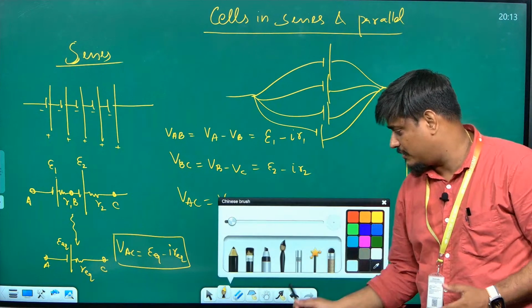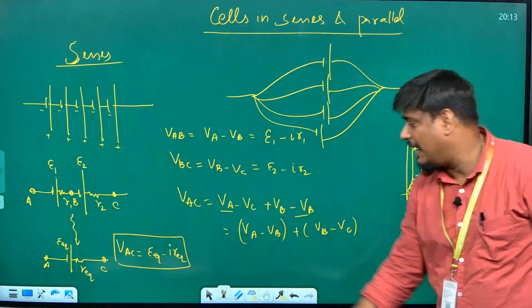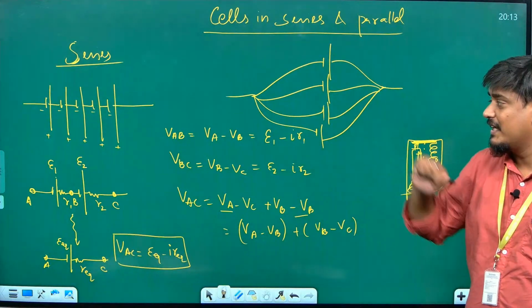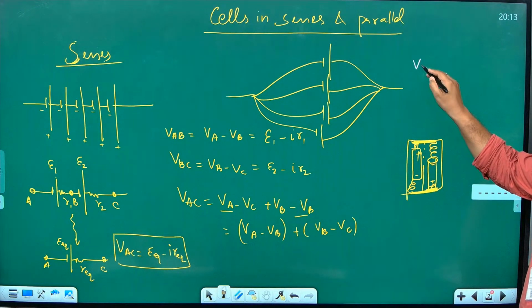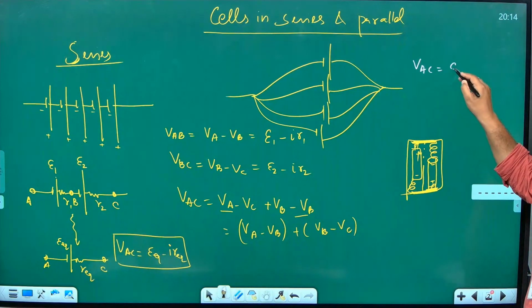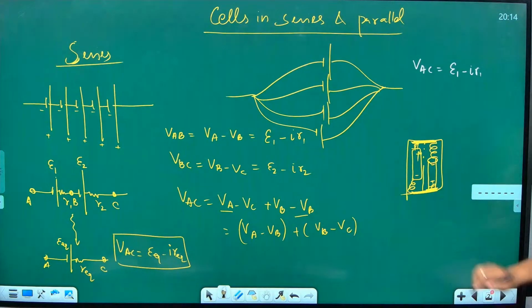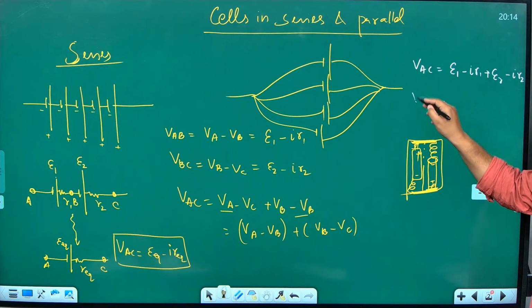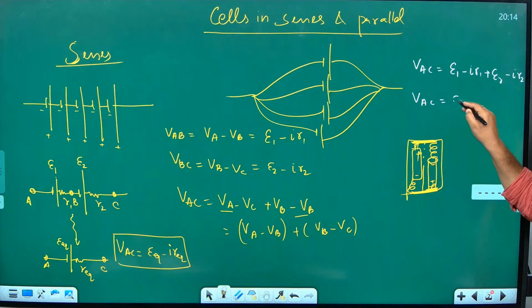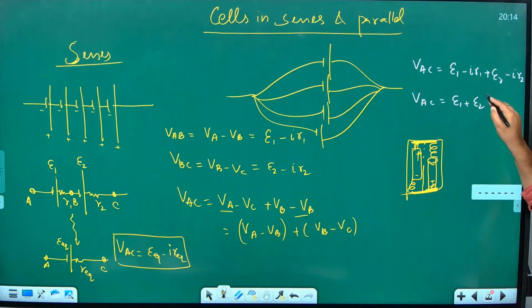Now it becomes quite simple, because I have the value of VA minus VB. How much is that? E1 minus IR1. So VAC becomes equal to E1 minus IR1. And what is VB minus VC? E2 minus IR2. Any problem in this? You should not have. VAC will become equal to E1 plus E2 minus I into R1 plus R2.